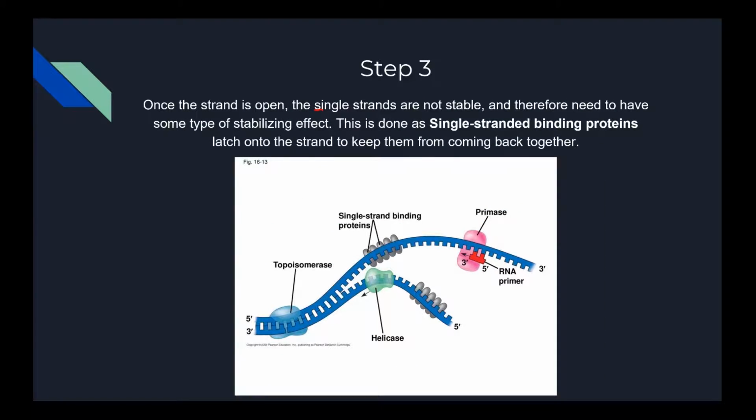Step 3. Once the strand is open, we bring in single-stranded binding proteins, which are responsible for essentially stabilizing this unzipped DNA and keeping it from making any new connections or really from just doing anything. And so we see those illustrated here as these gray proteins.